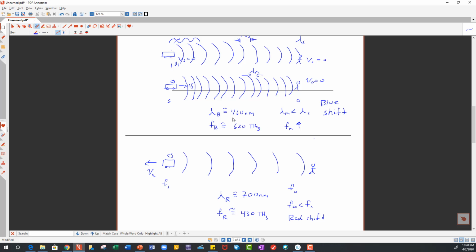However, if the star is moving away from the observer, then the waves decompress. The spacing of the wavelengths gets further apart. The wave kind of stretches, and the frequency gets slower. And the frequency in the red spectrum is around 430 terahertz versus 620 terahertz of the blue spectrum. So the frequency gets lower, but the wavelength gets longer. The wavelength of the red spectrum approaches 700 nanometers, whereas the wavelength of blue light is around 460 nanometers. And that's the Doppler effect.